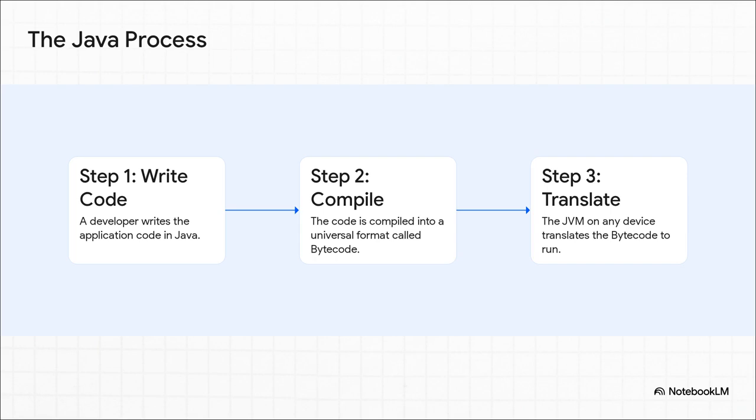So here's how the process actually works. A developer writes their Java code just once, but instead of compiling it for a specific computer, it gets compiled into this intermediate thing called bytecode. Now, this bytecode is universal. You can take that one file, send it to any device that has a JVM installed, and the JVM takes it from there, translating it on the fly so it runs perfectly.